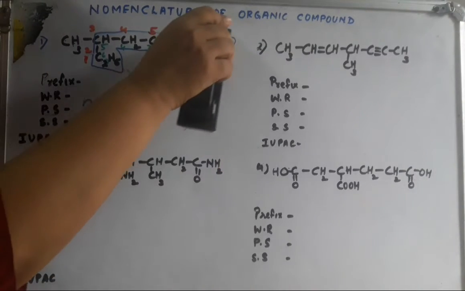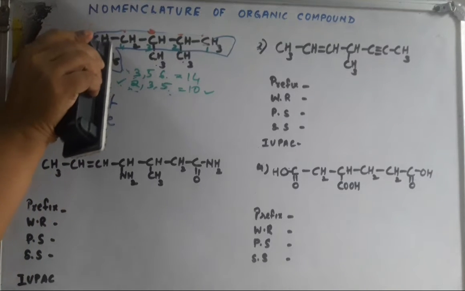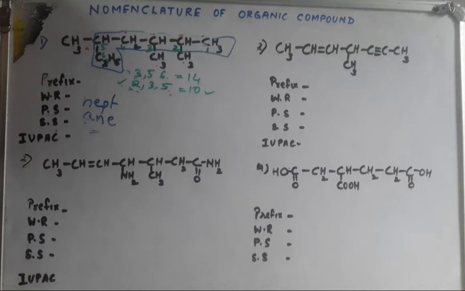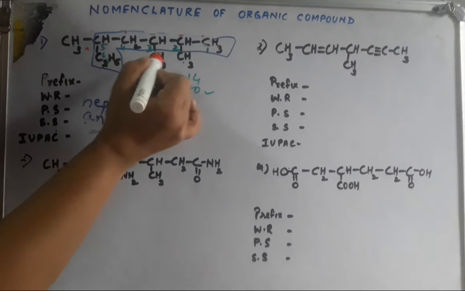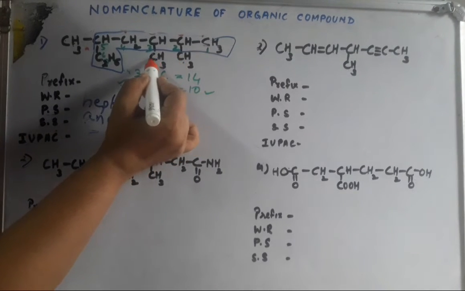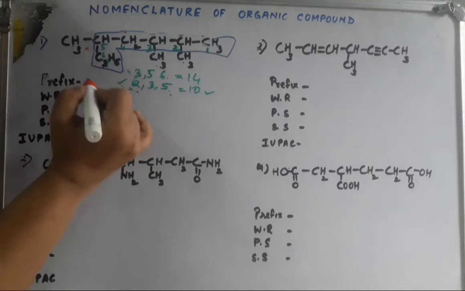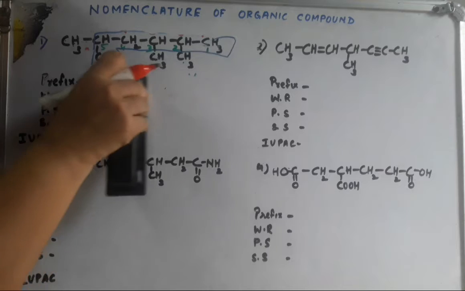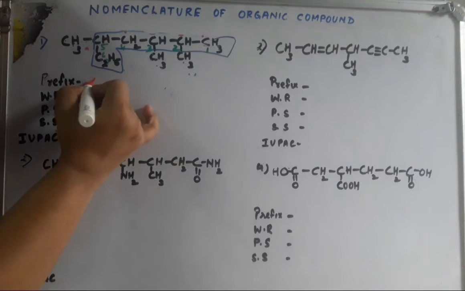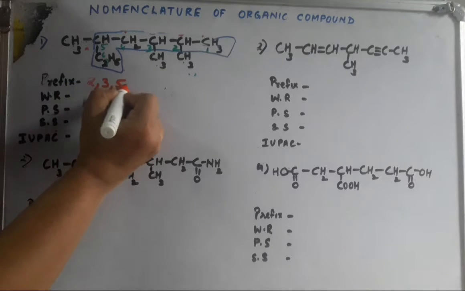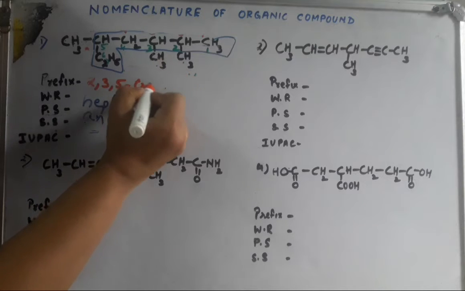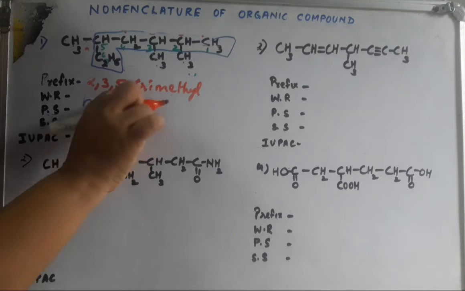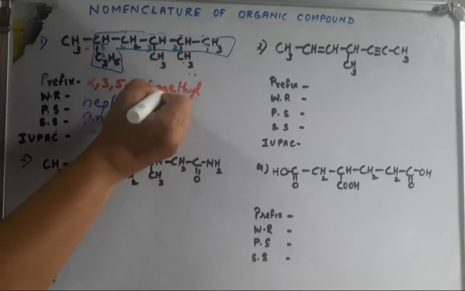So the red one is not correct, so let us rub it off. This is the correct numbering, the green one. According to that, the positions of the alkyl group are 2, 3, 5. All the positions should be mentioned. We have to mention all the positions of the alkyl group 2, 3, 5, and since 3 are there, trimethyl. Trimethyl is the name for the alkyl. The word tri should be added along with the name.